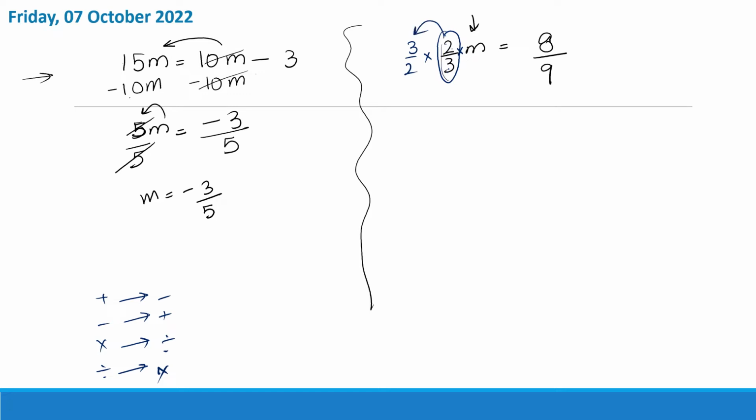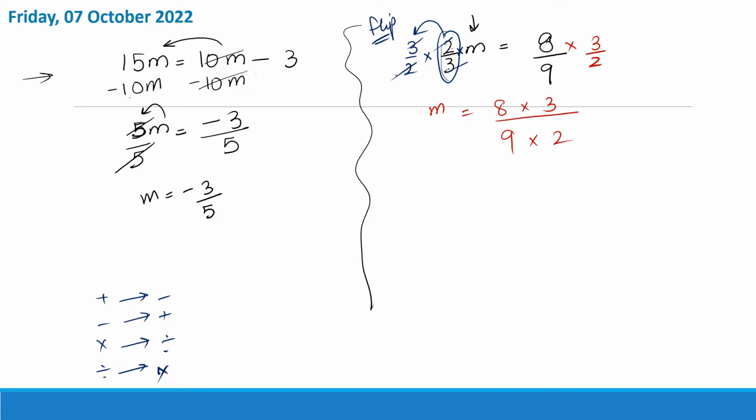You flip them. So why do we do it? To cancel this one. But what we do here, we do the same thing here. It means we will write here also 3 by 2. Now what is left? m equals, now write as it is, 8 times 3 over 9 times 2.